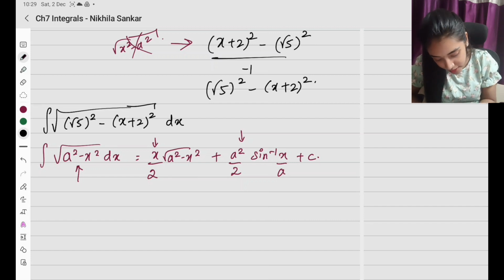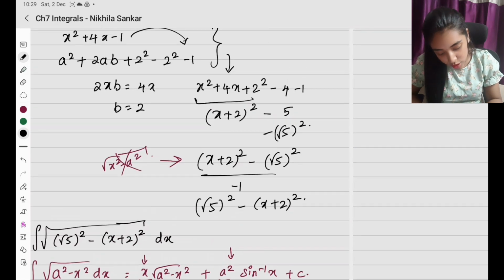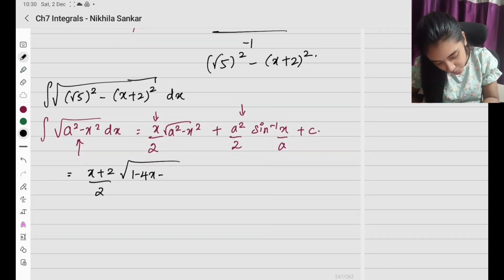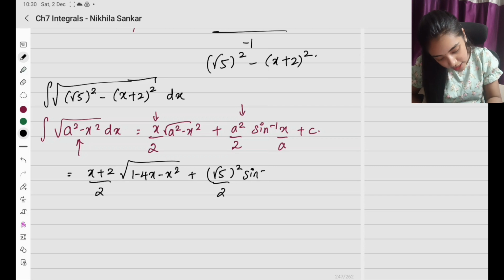So, when I apply that, I have x plus 2 divided by 2 square root of a square minus x square, which is the question, 1 minus 4x minus x square, plus a square by 2, which is root 5 the whole square by 2, sin inverse of x plus 2 divided by root 5.